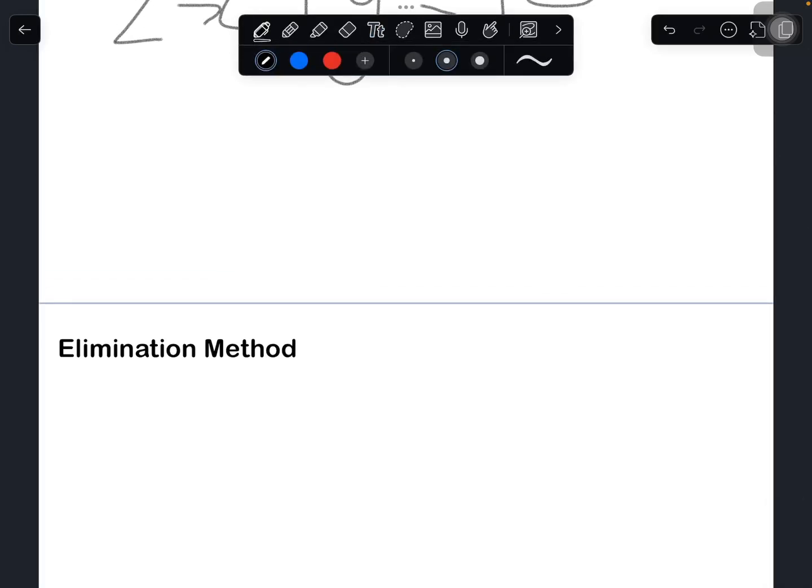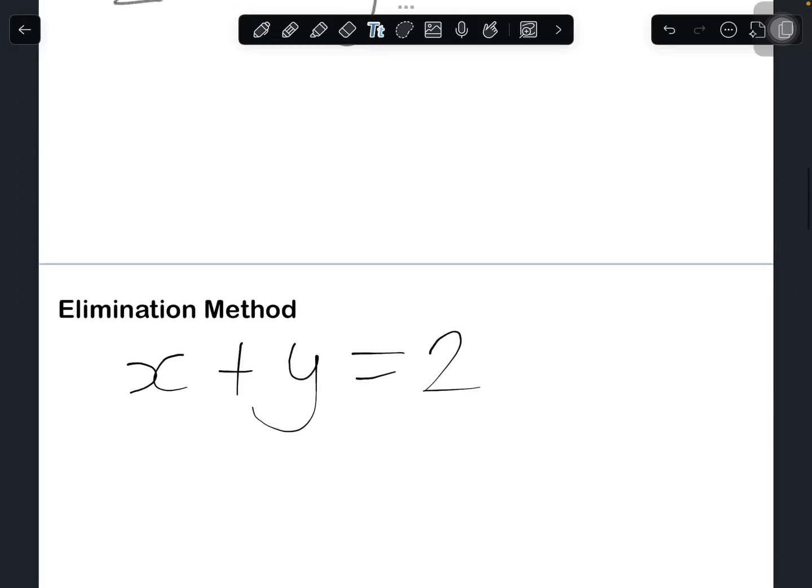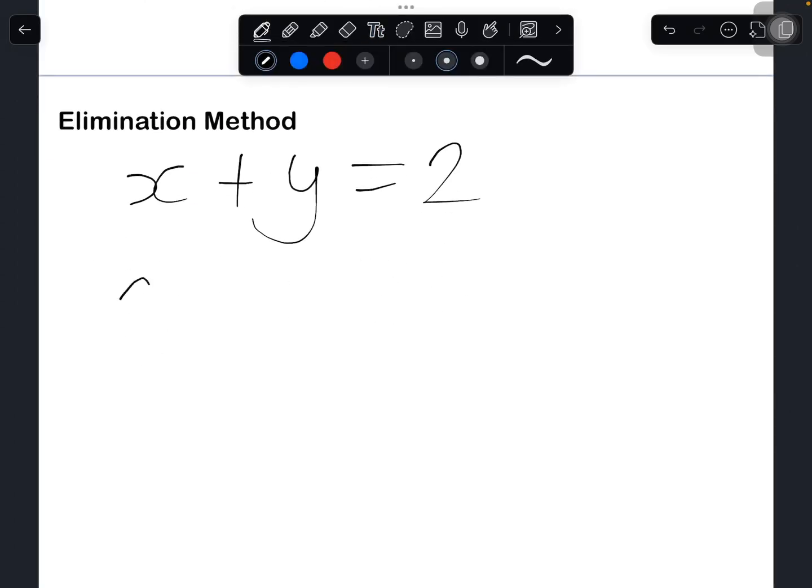We'll use the example that we have on the top. We have x plus y equals 2, and then we have 2x plus y, and that gives us 10. So how do we solve this? In the elimination method, if these two can cancel out, which is what we have right here, where we have a y and a y, we are just going to subtract them.